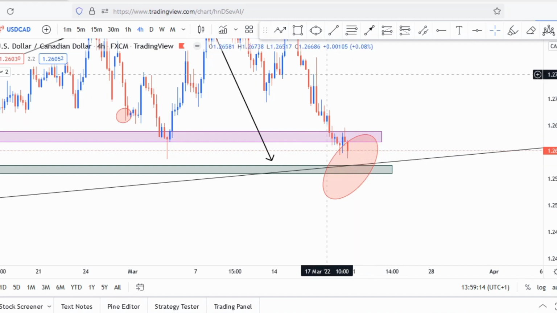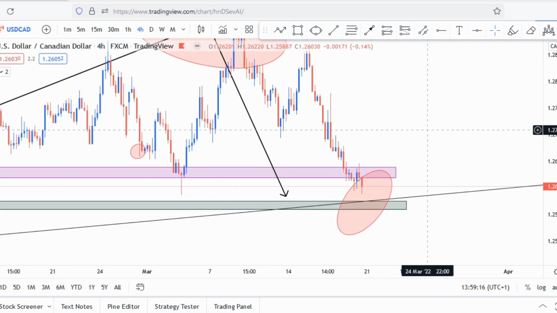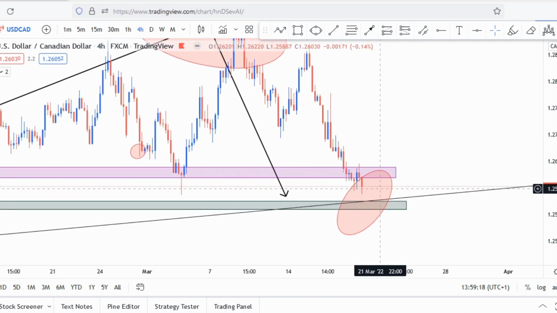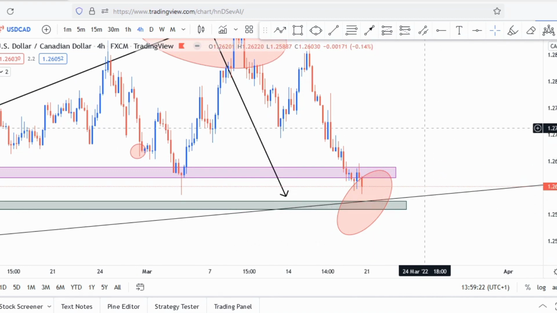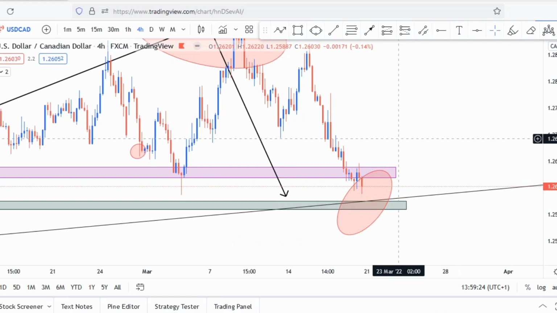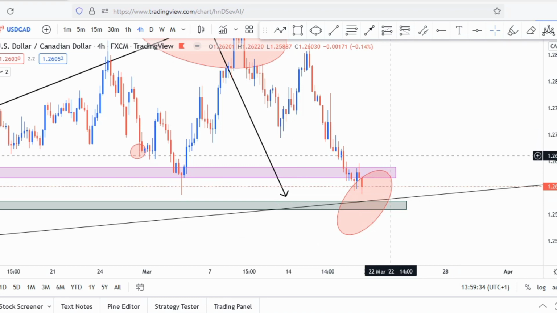Always ensure that you have proper risk management, and if the market gives us the opportunity to capitalize on that move, then it will be a massive move for us. So we have to be patient and just wait for price to play out. So that has been my analysis for USD CAD. Next, I'll be talking about my analysis for USD Swiss franc.